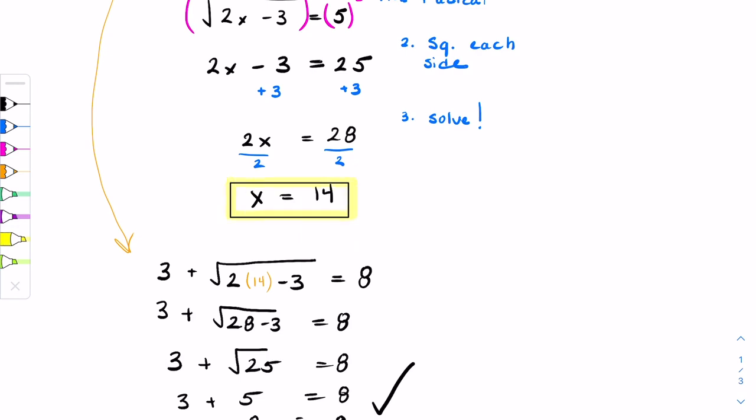It's our only solution. Again, you do have to check for extraneous solutions. You will end up with them sometimes. And extraneous solutions just mean solutions that do not work.